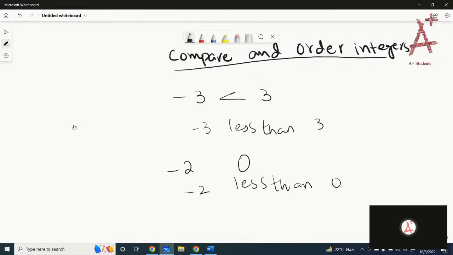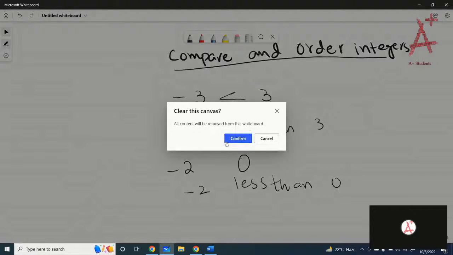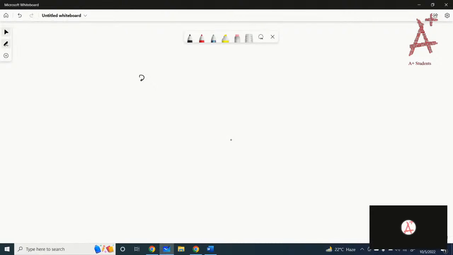Okay, then the next example is 3 and 2. Which word makes the statement true? 3 is greater than 2. Both of the numbers are positive. So 3 is greater than 2. Got it?